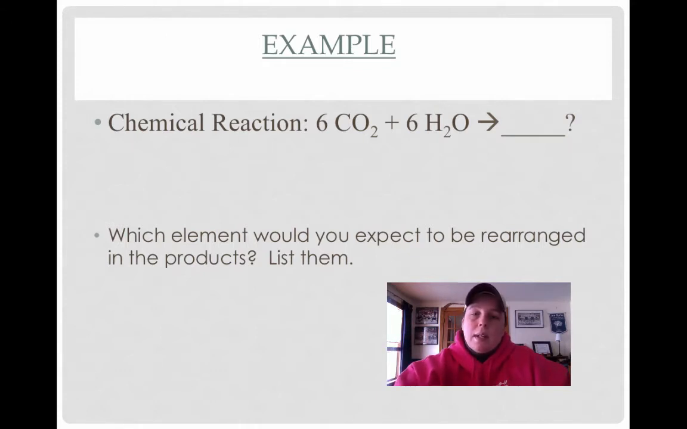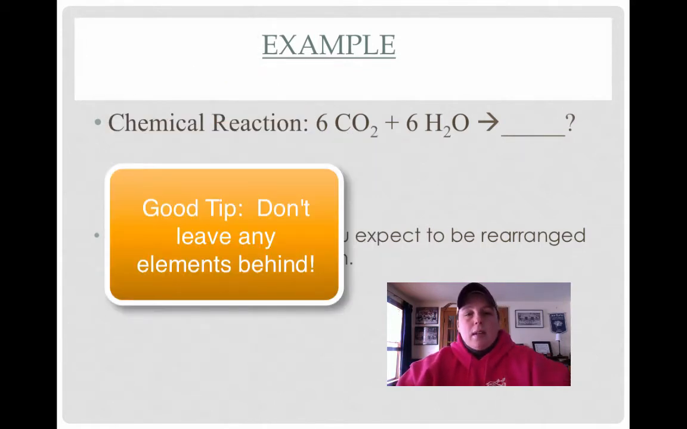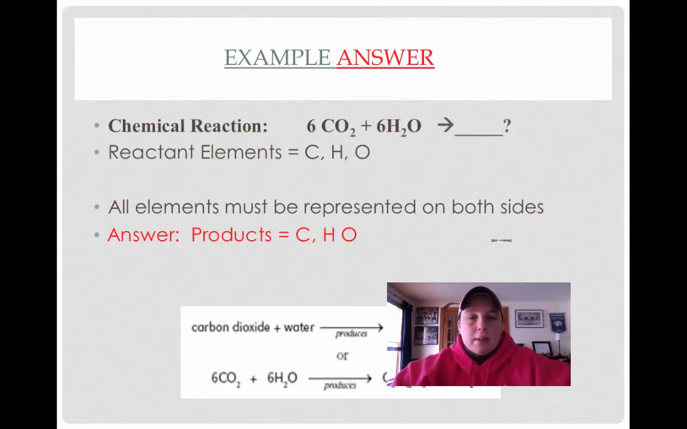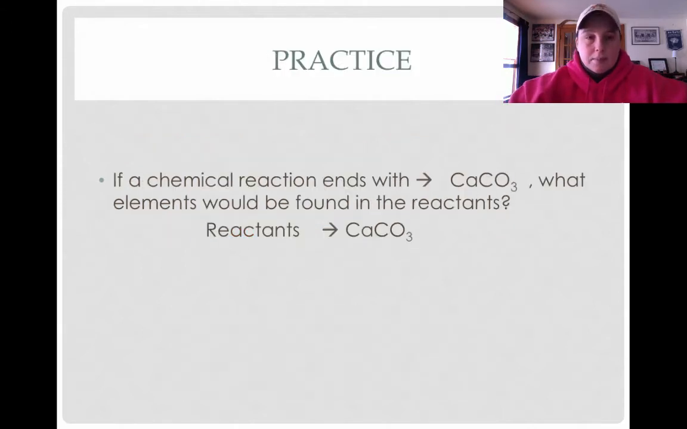So the letters, or elements, that I would expect to see in the product are going to be, guess what? Carbon, oxygen, and hydrogen. Now you can't have somebody crash the party in the product that's not there in the reactant. Same there, you can't leave a man behind. You can't have somebody in the reactants and not have them in the product. So this is the answer to the one we were just looking at. It just shows you again that we need to have carbon, hydrogen, and oxygen represented on both sides.